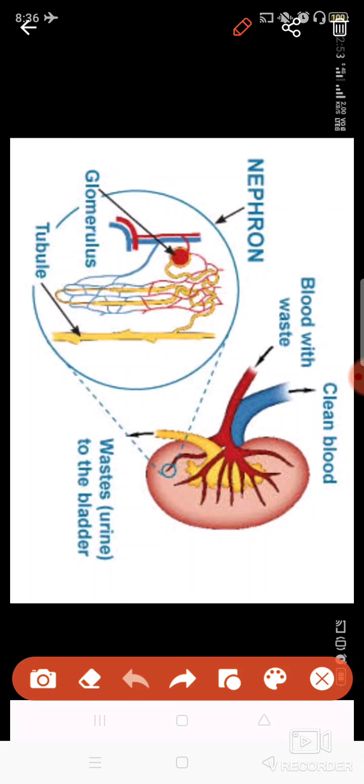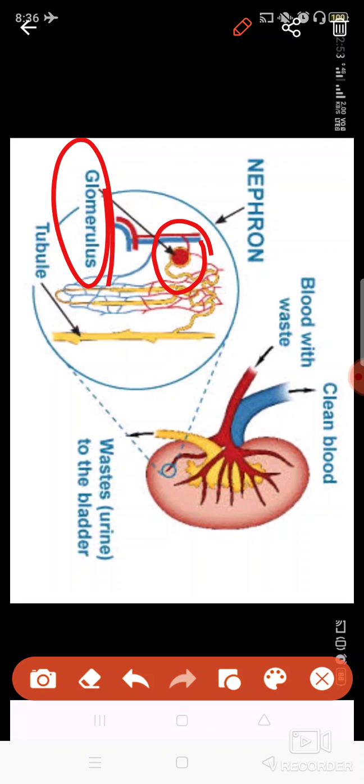You can see these are the renal veins and renal arteries. These further branch to form a network of capillaries, like the renal artery forming a network, which is called capillaries, formed inside the glomerulus. Glomerulus is basically the capsule part of this. So in this part, all the arteries branch to form the network of capillaries.